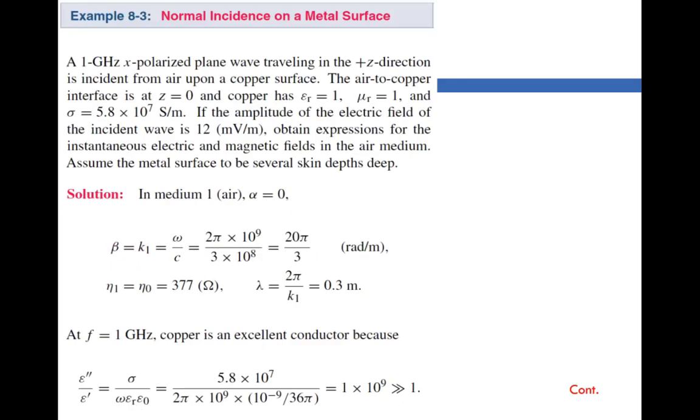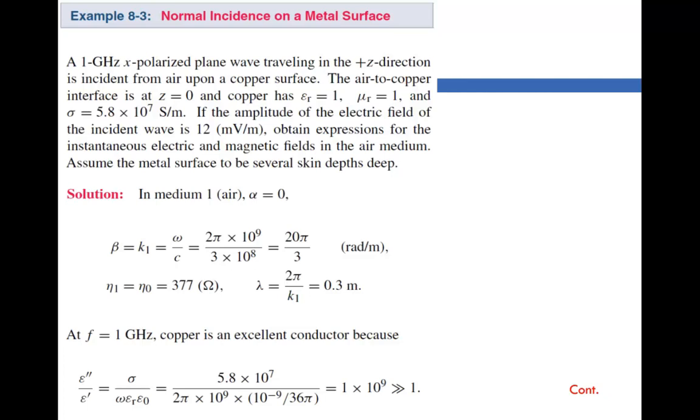Okay, here's another example problem where we have, this time, a metal surface. So we have a 1 gigahertz X-polarized plane wave that's traveling in the Z direction. It's incident from air onto copper. We're going to let the air to copper interface occur at Z equals 0.